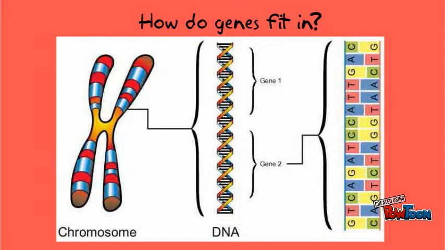How do genes fit in? Genes are segments or pieces of chromosomes. In the picture, the chromosome is divided into stripes. Each stripe represents a gene which has information about a particular characteristic. If you remove the gene from the chromosome and stretch it out, you'll see it's made of coiled up DNA.